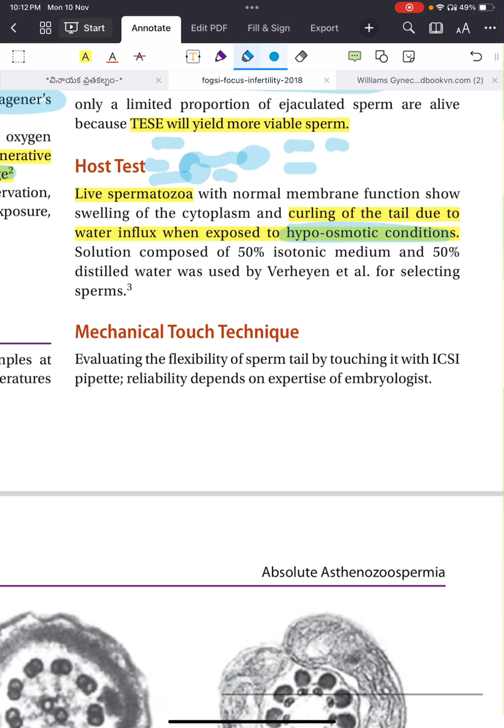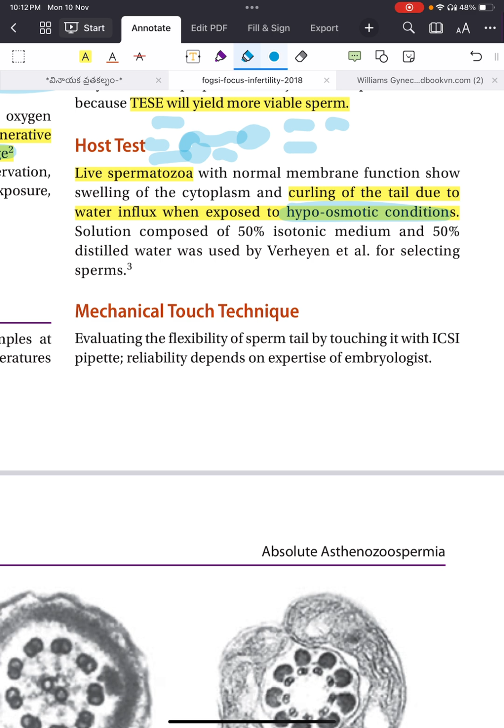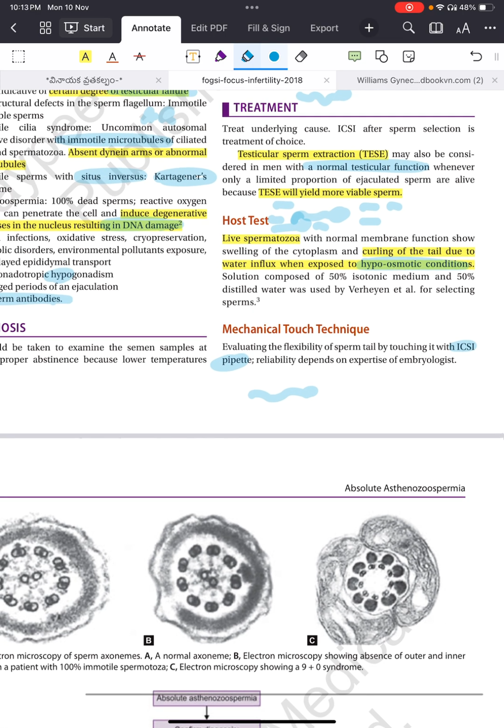This means there is an ICSI pipette, okay? We'll touch the sperm with that pipette. Once you touch the sperm, the sperm tail will coil. That indicates it's a live spermatozoa by the mechanical touch technique. But this reliability all depends upon the embryologist. If the embryologist feels that the tail is being curled, then it is live. Some people will say no. It depends.